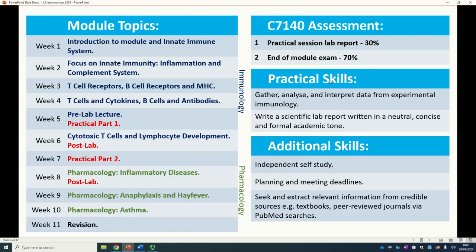Then I put here some skills that you can expect to gain from the practicals, but also from the course as well. It's important to remember that with the course, we expect you to do some self-directed study. So you'll be gaining independent self-study and self-directed learning as a skill, as well as planning and meeting deadlines, and extracting and seeking relevant information from a whole variety of sources, including articles and PubMed as well.